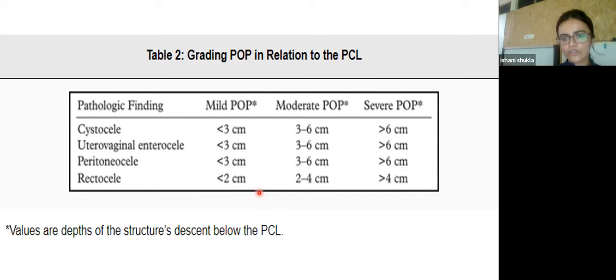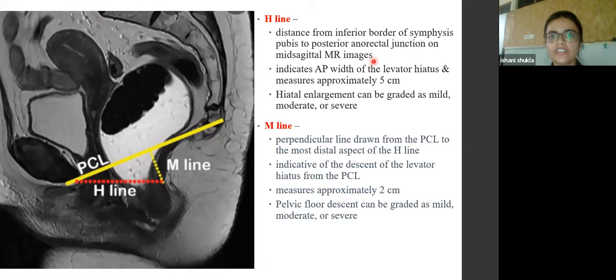Coming to the next parameters, which are the H line and the M line. The H line is actually the distance from the inferior border of the symphysis pubis to the posterior anorectal junction on the mid-sagittal MR image. This represents the anteroposterior width of the levator hiatus, and it measures normally up to 5 cm. And the hiatal enlargement, again, can be graded as mild, moderate, or severe.